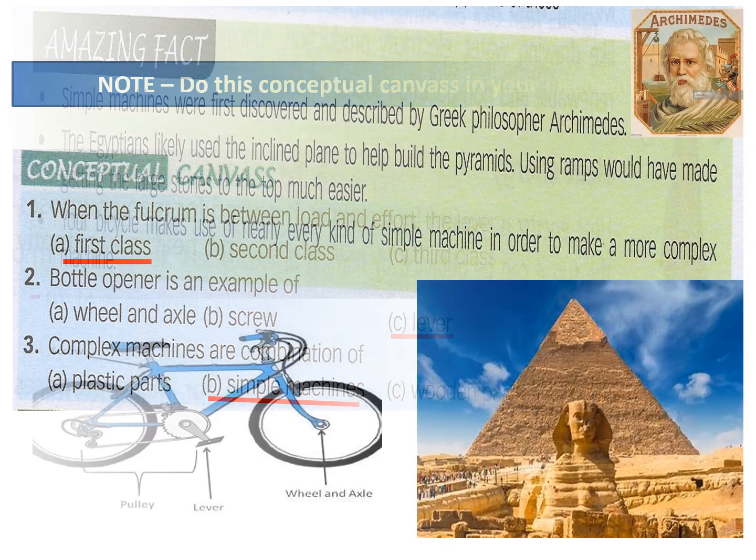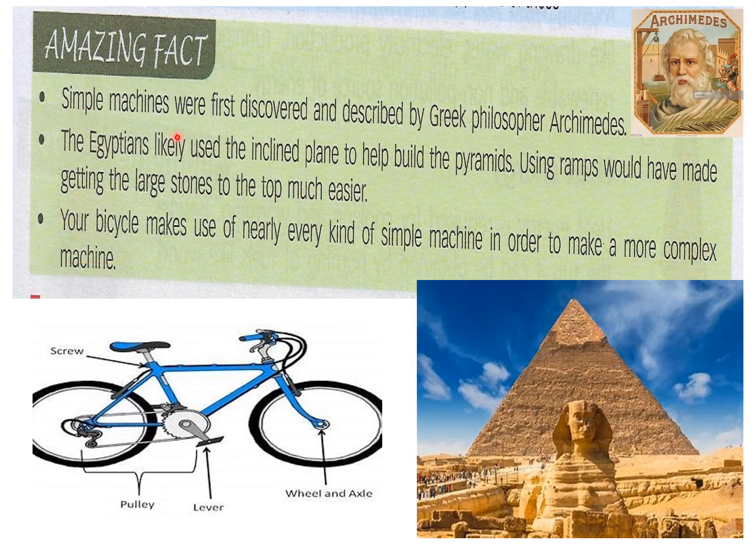Now this is the amazing fact given over here. The first one is that simple machines were first discovered and described by the Greek philosopher Archimedes. Now this is the picture of Archimedes I have put for you. You can see he was the Greek philosopher Archimedes. Then the Egyptians likely used the inclined plane to help build the pyramids. Using ramps would have made getting the large stones to the top much easier.